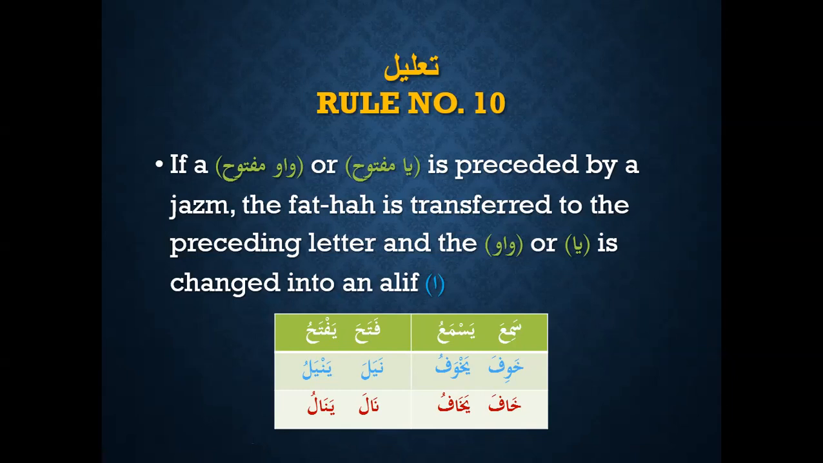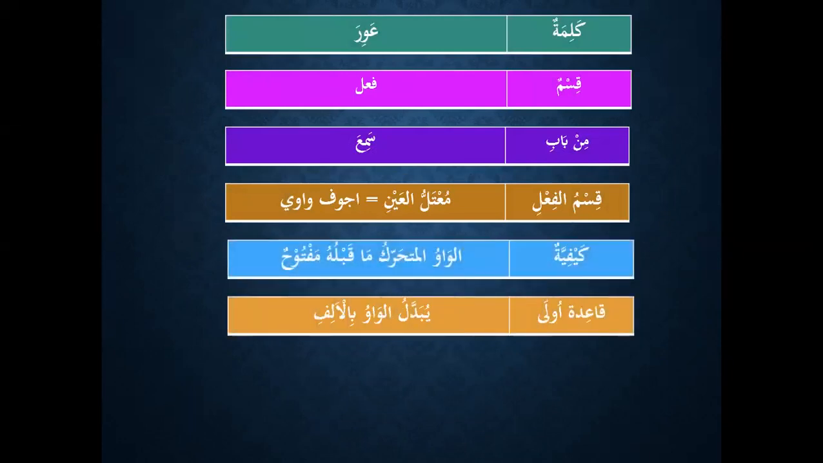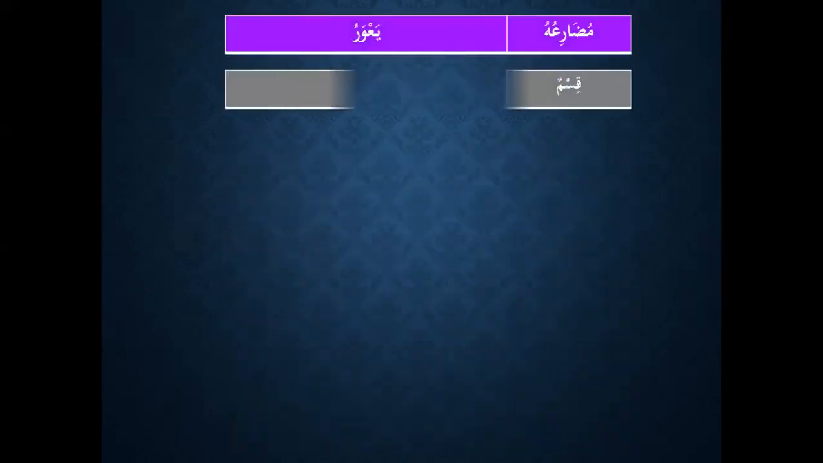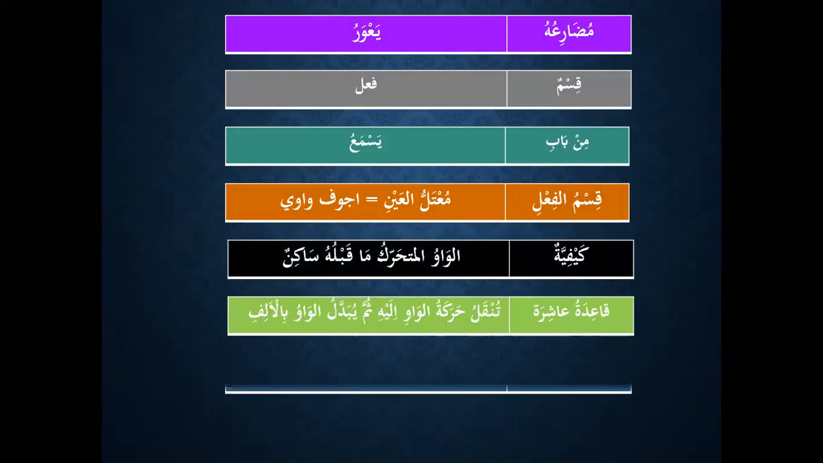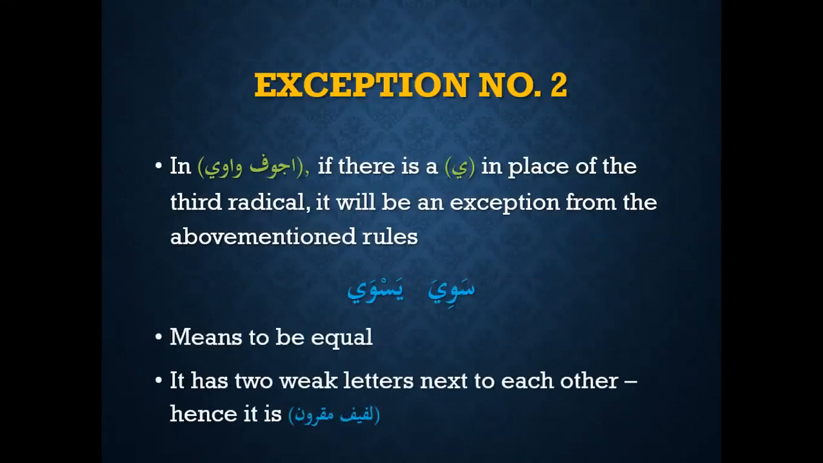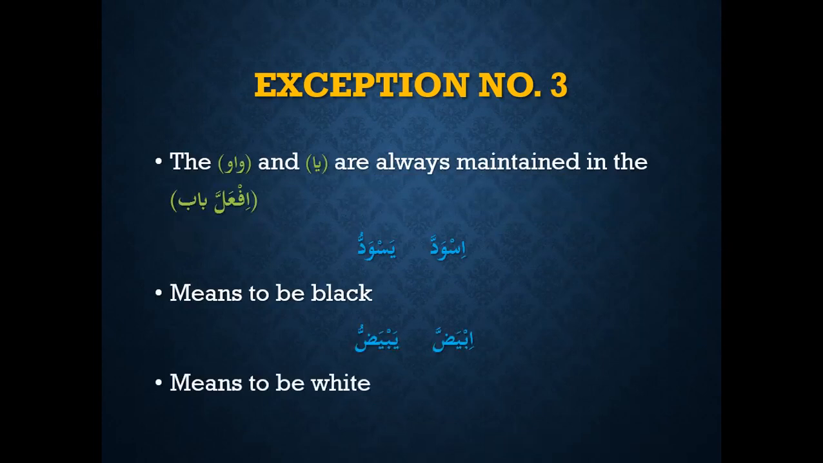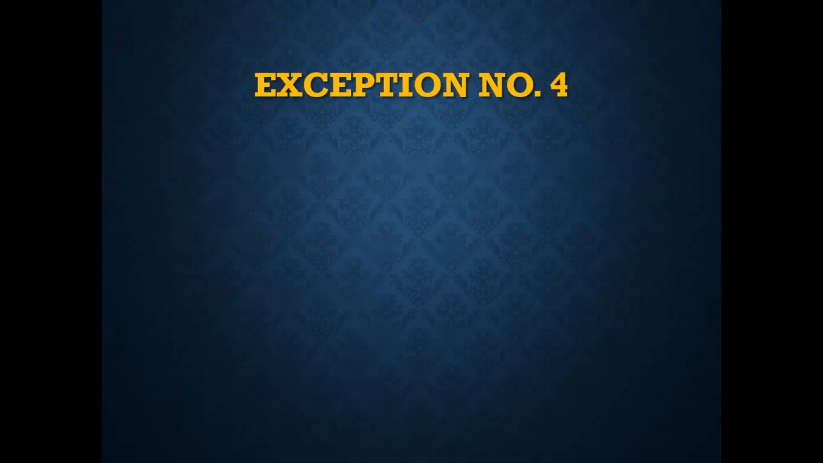yanalu, yanyalu becomes yanalu. There were a few exceptions there. Awira ya'waru, for example, you don't change them. Ideally it should be ara, you don't change it. You don't change ya'waru, you keep it ya'waru. Likewise, sawiya yaswa, you don't change them, they stay the way they are. Likewise, iswadda yaswaddu, ibyadda yabyaddu, ihmarra yahmar, you don't change any of those, you keep them the way they are.